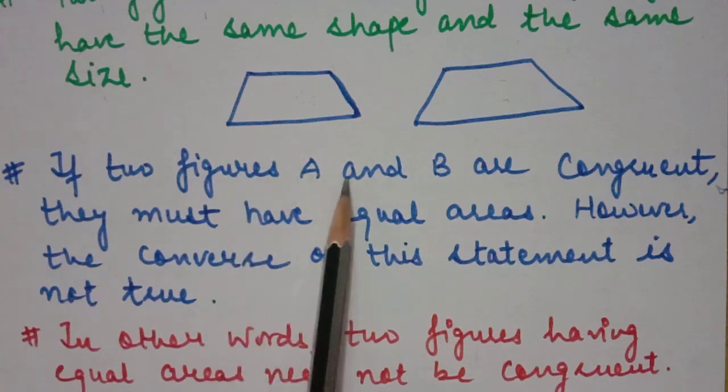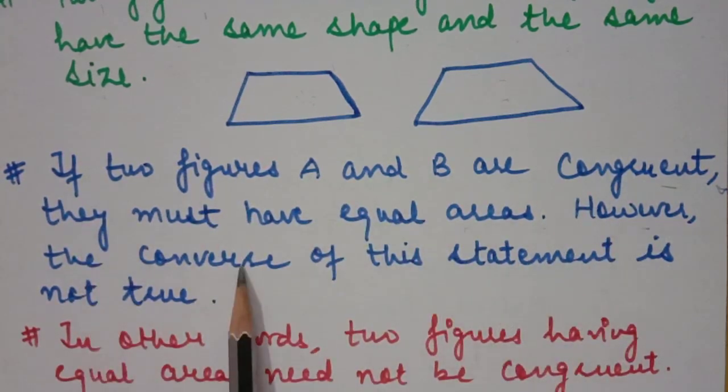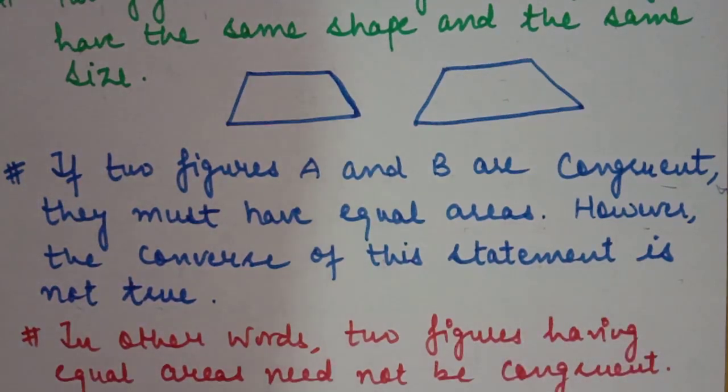If two figures A and B are congruent, then they must have an equal area. However, the converse of this statement is not true. If two figures are congruent to each other, then definitely they are equal in area, but the converse of this statement is not true. It means if two diagrams or figures are equal in area, then it is not compulsory that they are congruent as well.